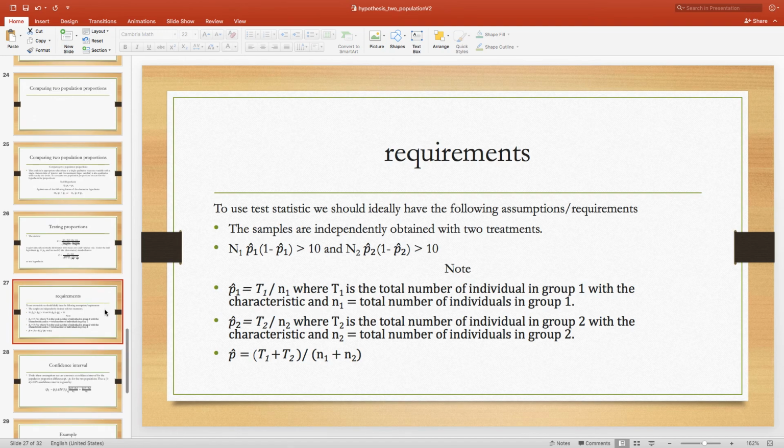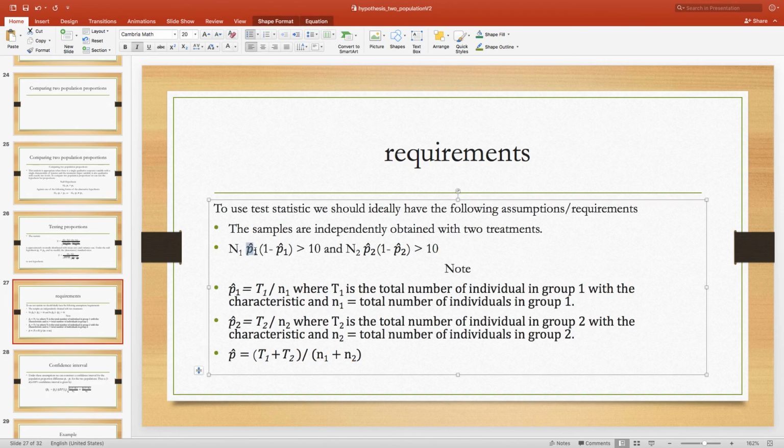If you're going to use this normal approximation, you should ideally have the following situation. The samples should be independent, okay? So one treatment does not affect the other outcomes. You need that the sample size n1 times the sample proportion p1 hat times 1 minus p1 hat is at least 10, and the same requirement for the second population.